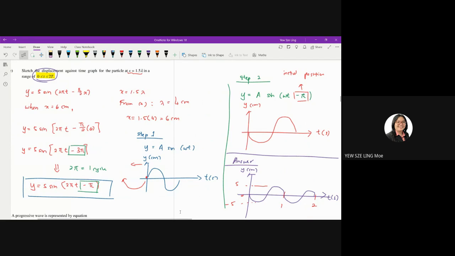Since it's very similar to question C, I give you 3 minutes to write it down, before we proceed to the next question.